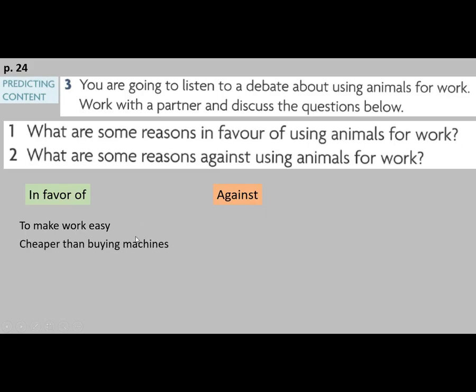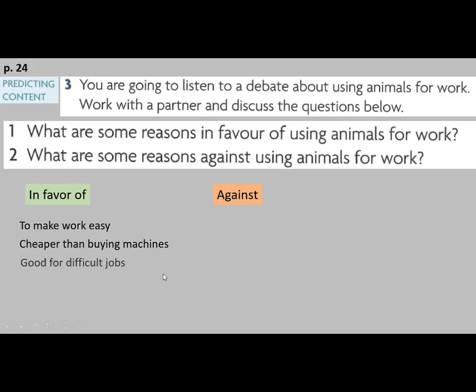Another reason can be that using animals is cheaper than buying machines. Machines are usually expensive, and in some parts of the world, people don't have enough money to buy machines, so they use animals to do the work, especially on farms.